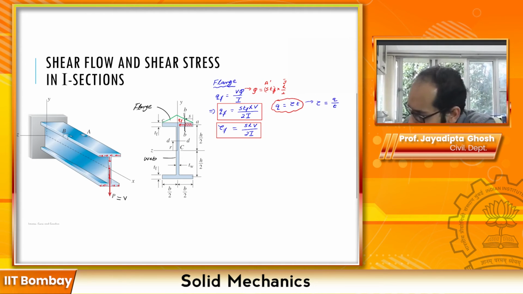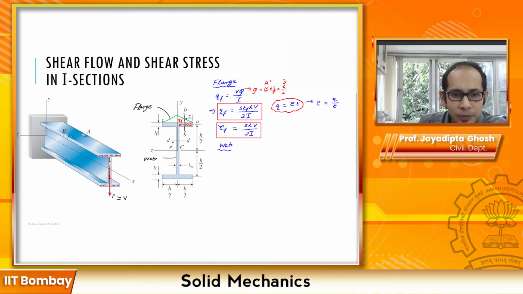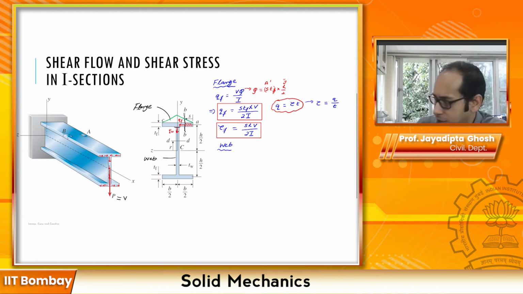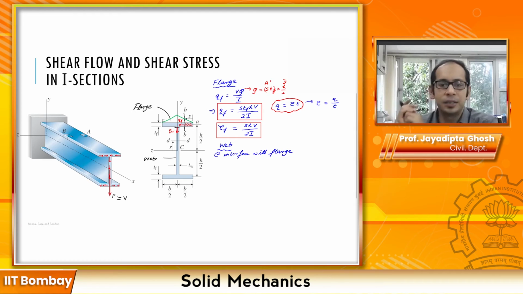Okay, now let's come to the web. Web is the vertical portion that you see over here. Now for the web, suppose I'm trying to find the Q which is acting over here, remember for the web I know this Q is acting vertically down. So for the web, say if I try to find the Q exactly at the interface over here. So if I'm trying to find the Q of the web at this interface, let's make a note that it is at the interface with the flange.